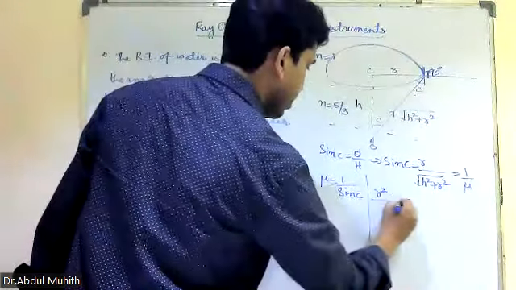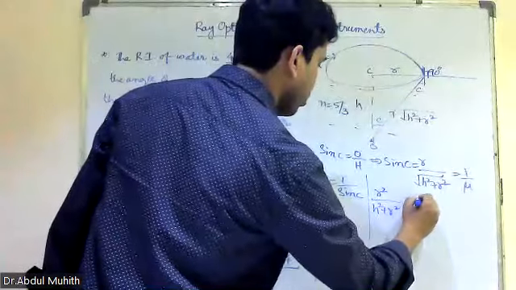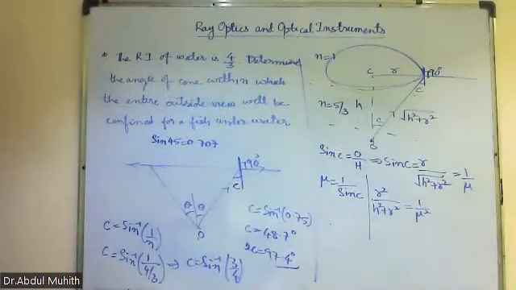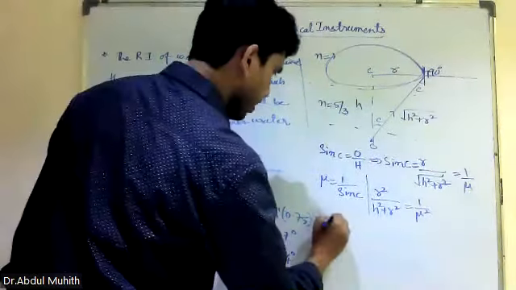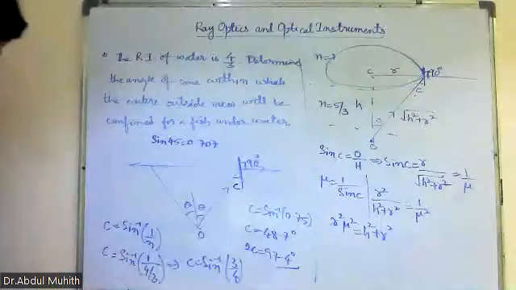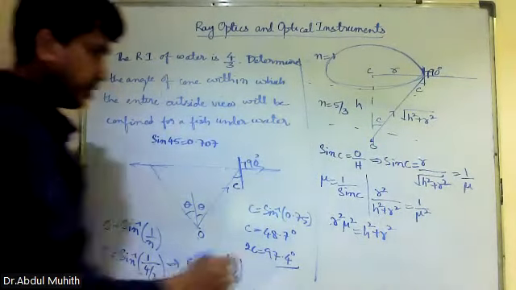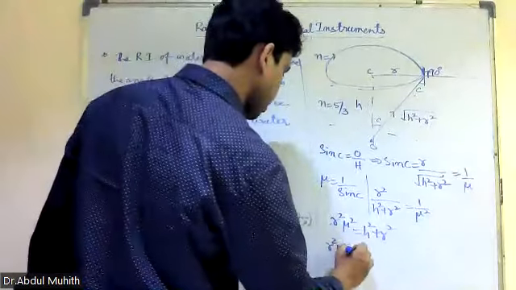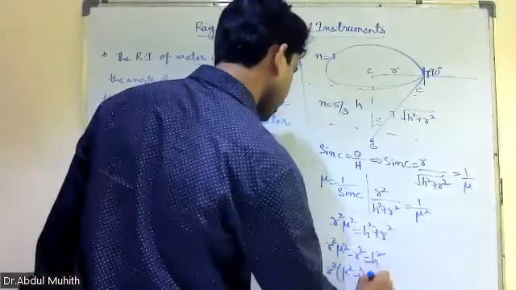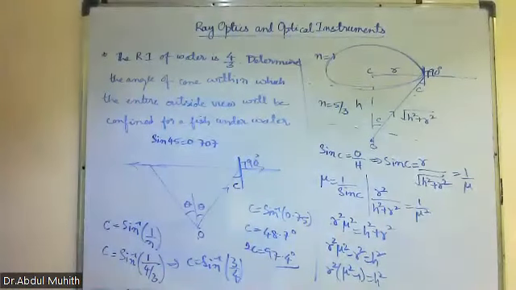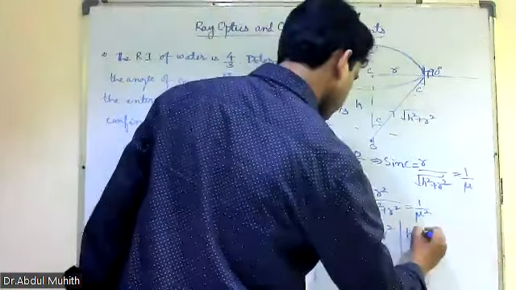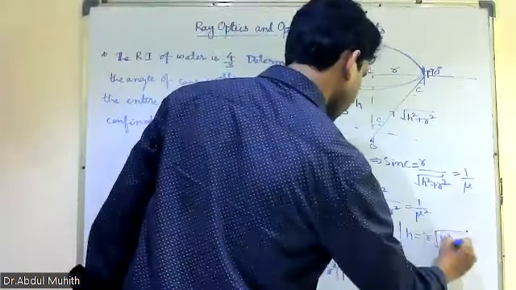So R square divided by H square plus R square is equal to 1 by mu square. Now cross multiply this. R square into mu square is equal to H square plus R square. So we will take R square common. R square mu square minus R square is equal to H square. R square you take common: R square into mu square minus 1 is equal to H square. So H is equal to R into under root of mu square minus 1.